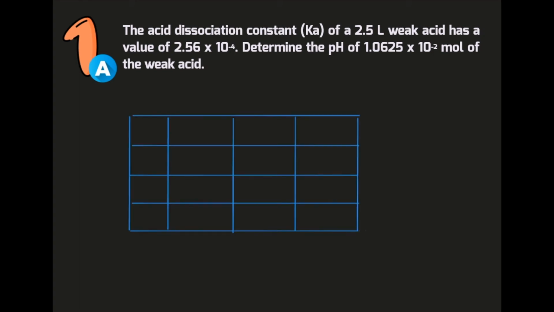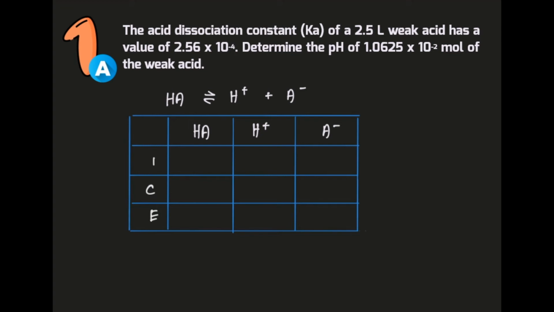So we shall start with the balanced equation for the dissociation of the weak acid. So we have HA, which shall dissociate to H plus and also A minus. So HA, H plus and also A minus. So this is the ICE diagram.